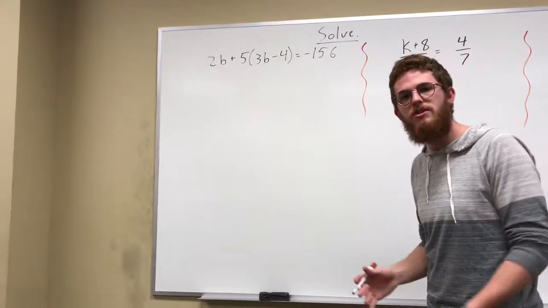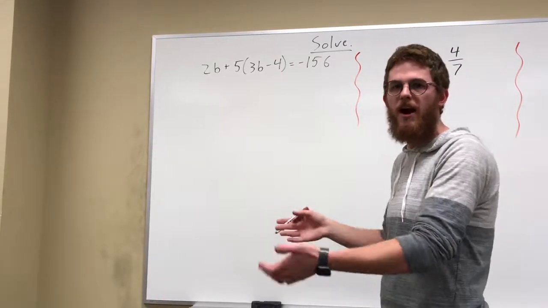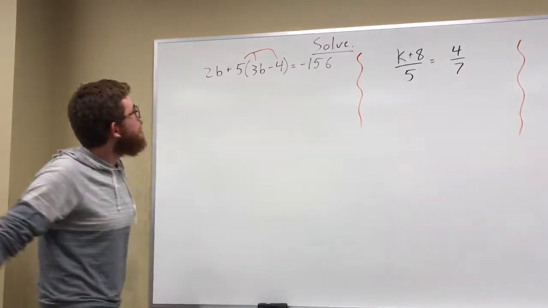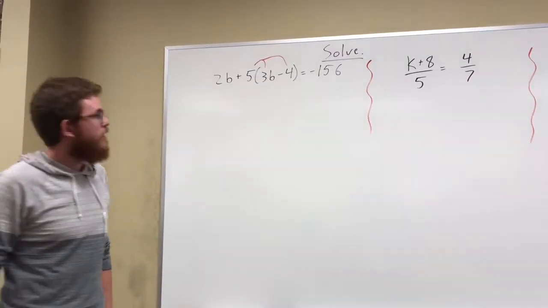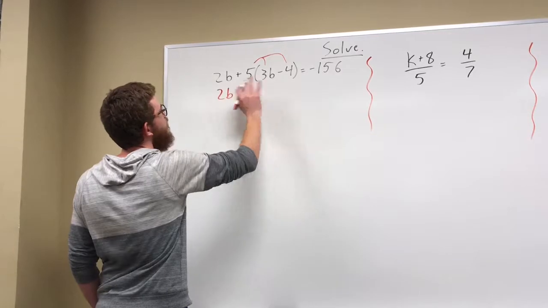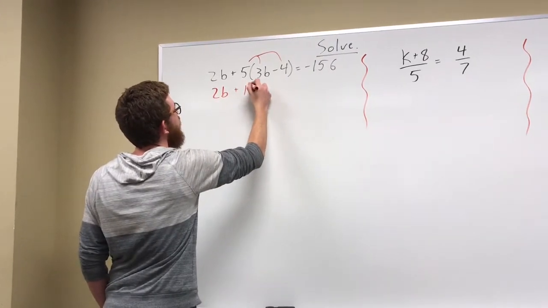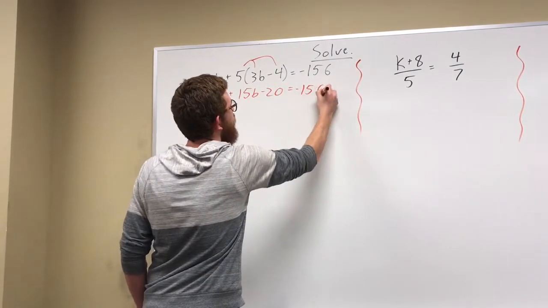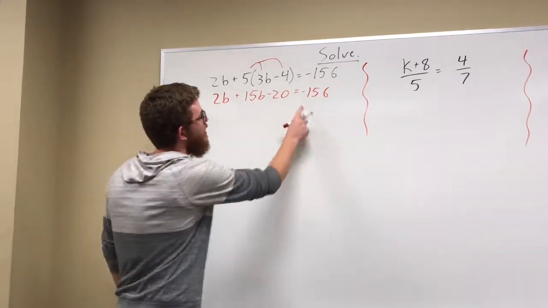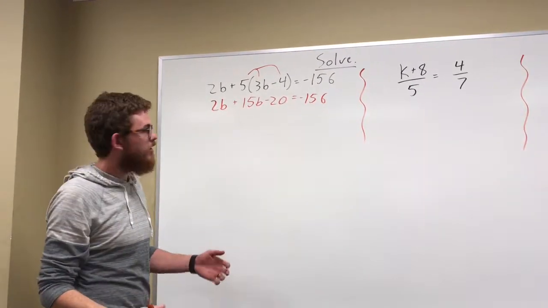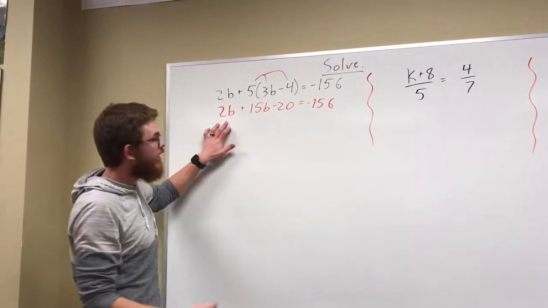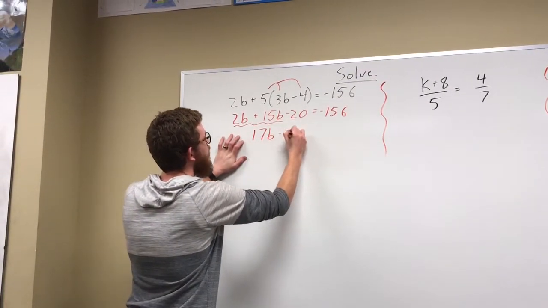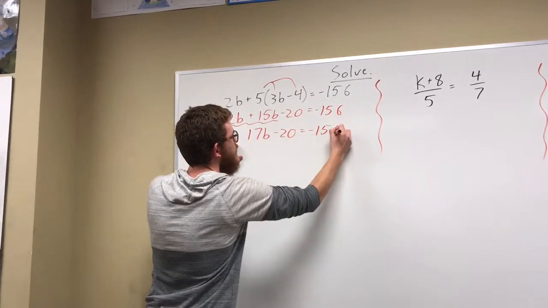Well, in order to solve an equation, the first thing I would always do is try to simplify both sides of the equation first. So the first thing I can do here is distribute that 5. When I distribute the 5, the left side becomes 2b plus 15b minus 20, and I still have a negative 156 on the right side. That negative 156 can't be simplified anymore, but over here on the left side I can continue to combine like terms. I have 17b minus 20 equals a negative 156.